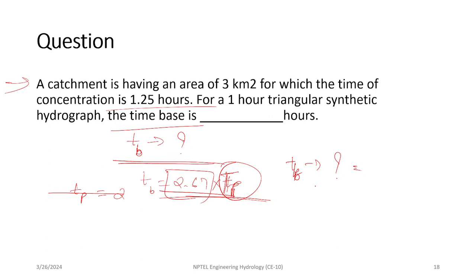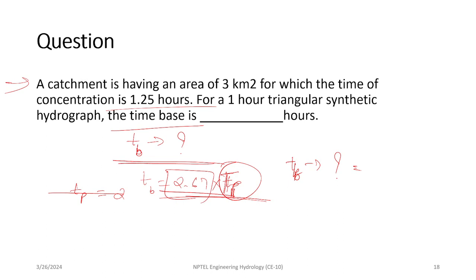So we have capital TP, which is the time. We have TC. We need to calculate TP also. Capital TP, yes, capital TP you firstly have to calculate, then you have to multiply it with 2.67.